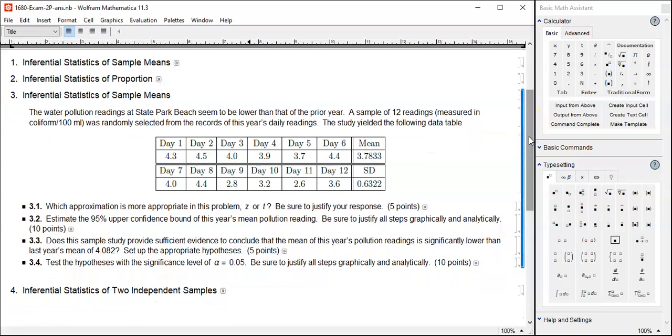Here's the problem. Please stop the playback and read through the problem all the way to the end. The water pollution readings at State Park Beach seem to be lower than that of the prior year. A sample of 12 readings was randomly selected from the records of this year's daily readings, and the study yielded the following data table. We have the mean and standard deviation that came from 12 days. So sample size is 12 and the degree of freedom is 11.